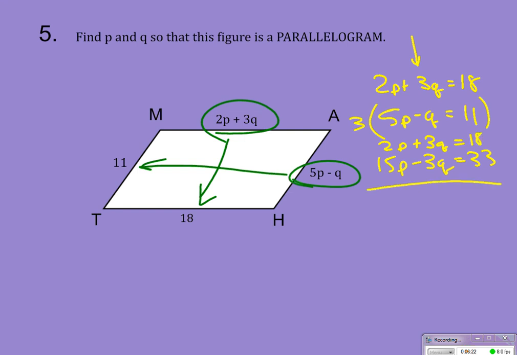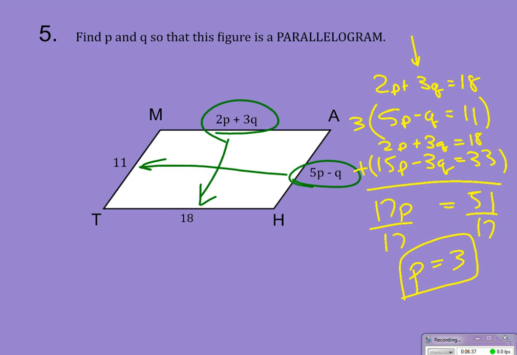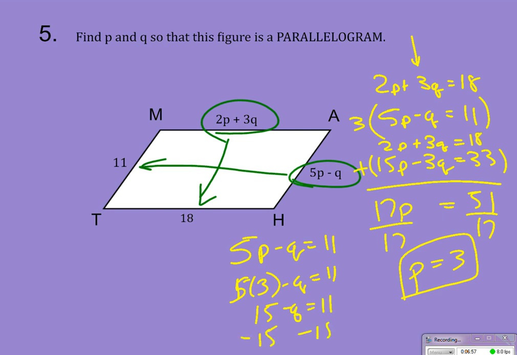So when I add these two together, I get 17p, then 18 and 33 is going to be 51. A little division, and I get p to be 3. So p equals 3. Substitute it back in. I like to go 5p minus q equals 11. I'll substitute it back in there. So that's 5 times 3 minus q equals 11. So 15 minus q equals 11. So negative q equals negative 4. So q is just going to equal 4.